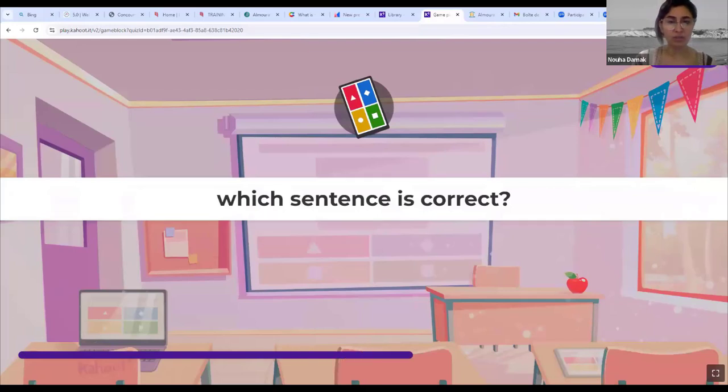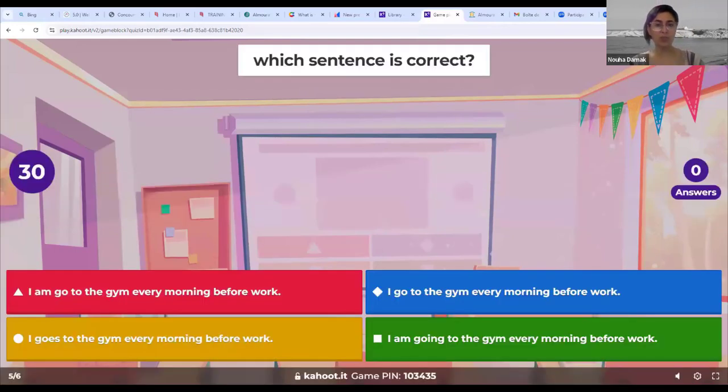Fifth question, 5 out of 6. Which sentence is correct? I am go to the gym every morning. I goes to the gym every morning before work. I go to the gym every morning before work. I am going to the gym every morning before work. Which one is correct? Every morning before work.